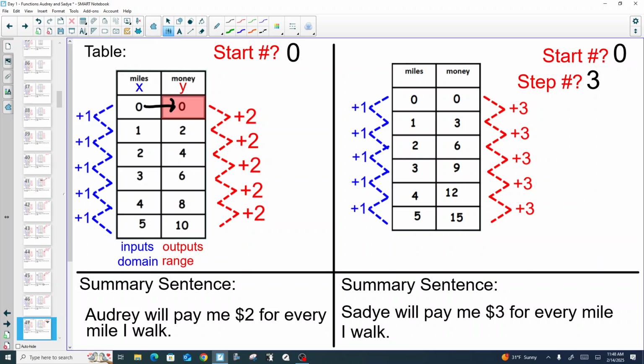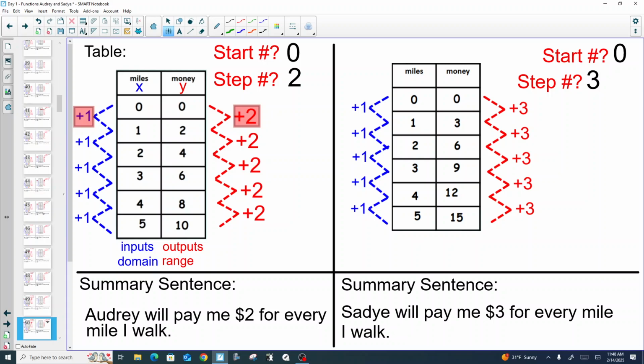What's my step number for Audrey? And make sure you're writing this down. Make sure you got the start number for Audrey. Make sure you got the step number for Sadie. See if it's on that screen right now, it pretty much needs to be on your paper. What's my step number for Audrey? It is 2 because it was 2 over 1, right? And 2 divided by 1 is 2. That's what it is.